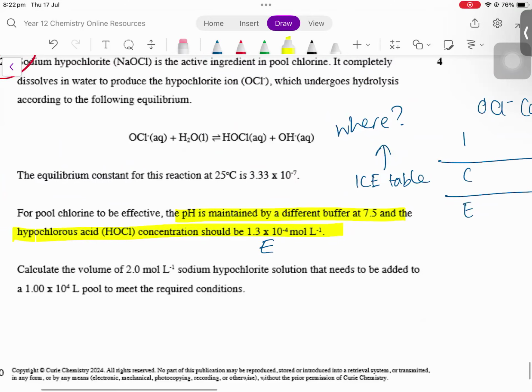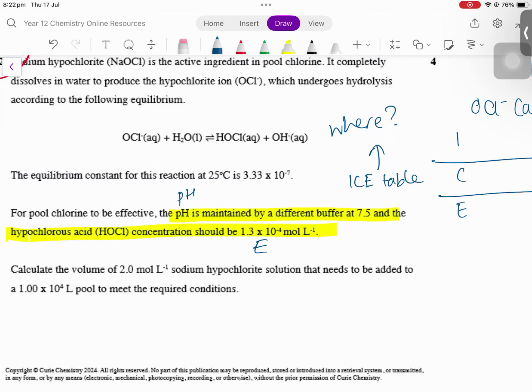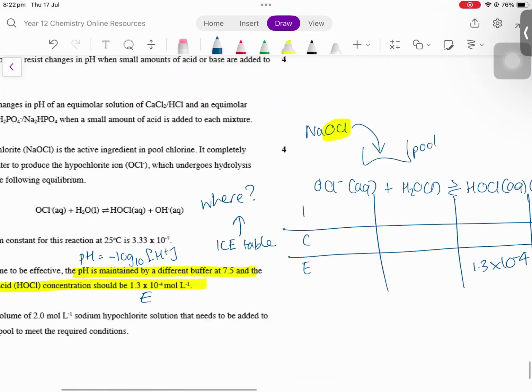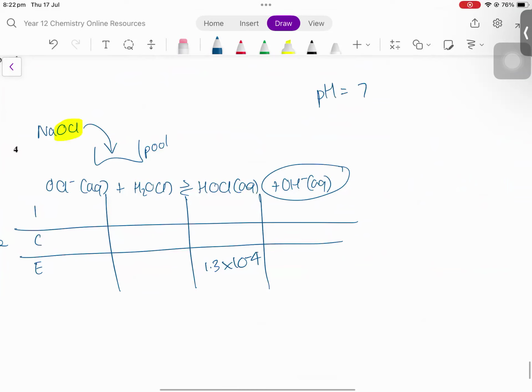And then the other one is this, pH is maintained by a different buffer, but the point is there's a pH at 7.5. What's the equation for pH? pH is equal to negative log base 10 of H plus, which we don't have. What do we have instead? We have OH minus. Does that mean OH minus is 0? No, pH and pOH are related. So I actually do have a number for OH minus. It's just that they haven't given it to me in an easy format. So pH is 7.5. That doesn't mean that there's no OH minus.